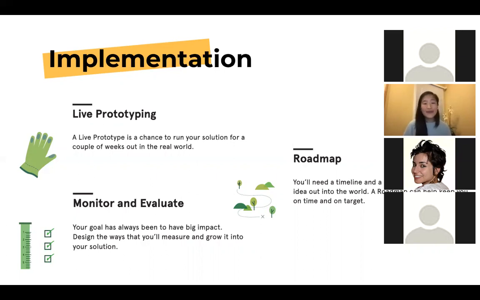The roadmap is where you create a timeline and plan of action for how you are trying to implement your solution. So you can understand like the schedules, expectations, the stakeholders in your project, and who is responsible for each part.